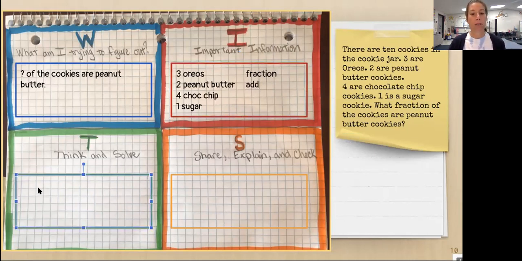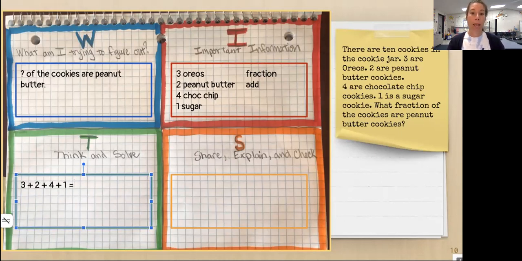Now I'm going to go to my think and solve. Now I know I need to add. What do I need to add? Well, I need to add all the cookies. I need to know the total of the cookies. So I'm going to add 3 plus 2 plus 4 plus 1. Cinchy, right? You guys got that. So 3 plus 2 is 5, plus 4 is 9, plus 1 more is 10, right?